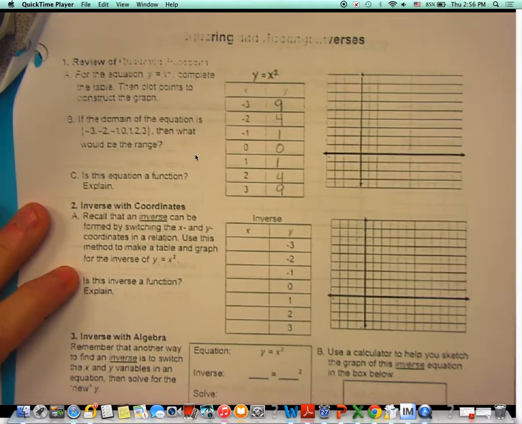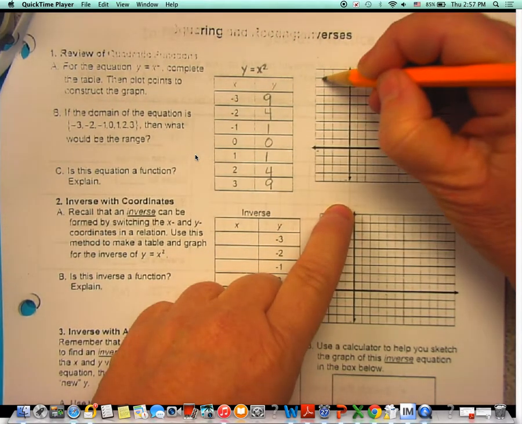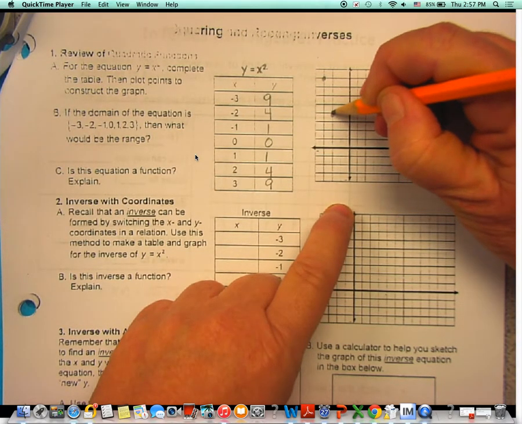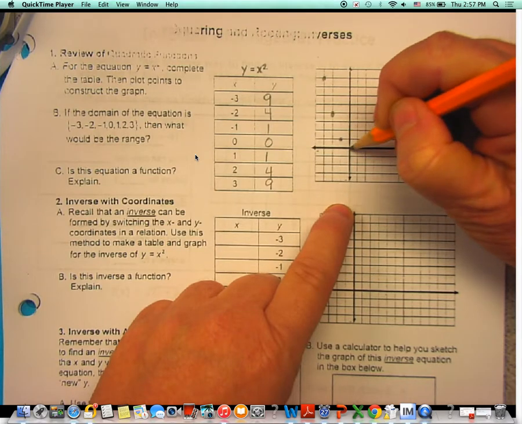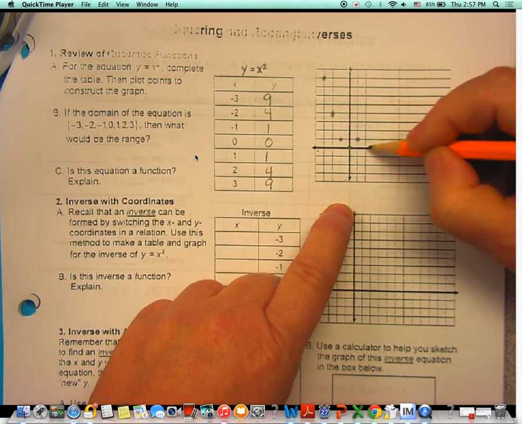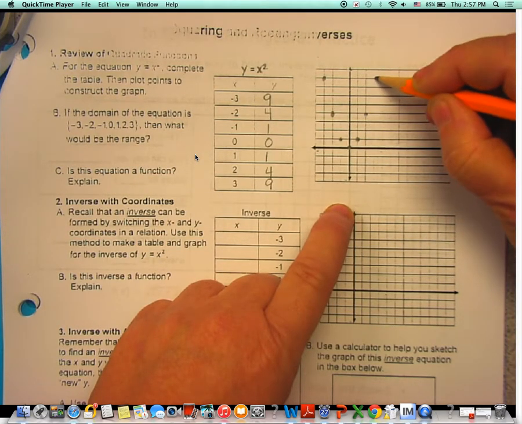Okay, and then we'll graph these points over here on the graph. So -3, 9. -2, 4. -1, 1. 0, 0. 1, 1. 2, 4. 3, 9.